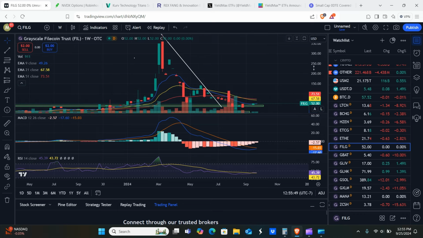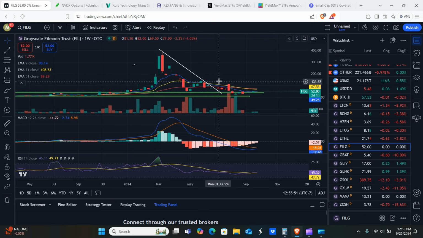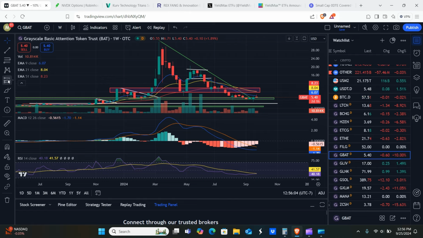Okay, so in terms of midpoints here, I'd be looking at probably right around 140, 115 to 140, somewhere in there. And then maybe at this kind of swing high up here, roughly about 270 as kind of in between the current price and the all-time highs.